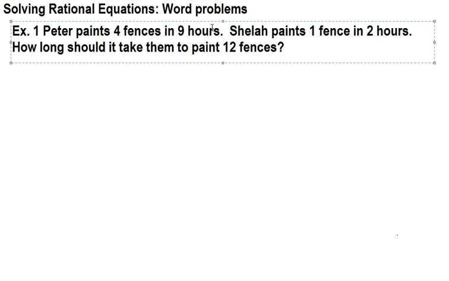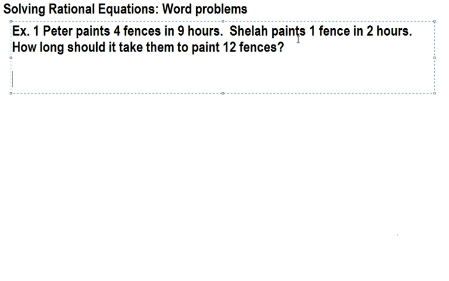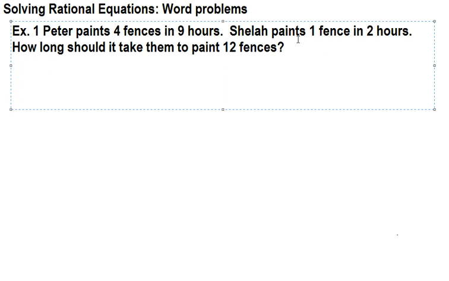First of all, these are rates. Fences per hour, like miles per hour is a rate. How fast you can do something. She is 1 in 2 hours, and he is 4 in 9 hours. So what we want to do here when we're solving this problem is set up an equation. So we're going to add their rates together because they're working together to paint these fences.